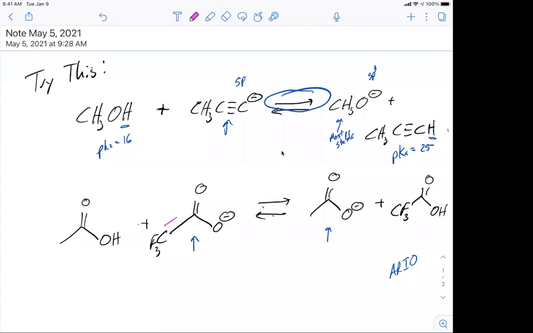So we have an inductive pull towards the fluorines, right? So that's going to make this more stable, and this is less stable. So we're not going to the less stable. We want to go to the more stable, which means that the equilibrium on this one would be going backwards. So the way you answer these is to look at your conjugate bases or your acids.